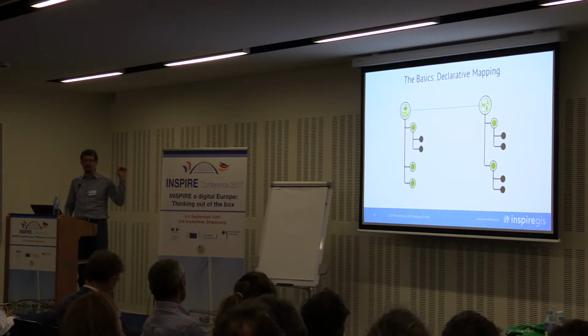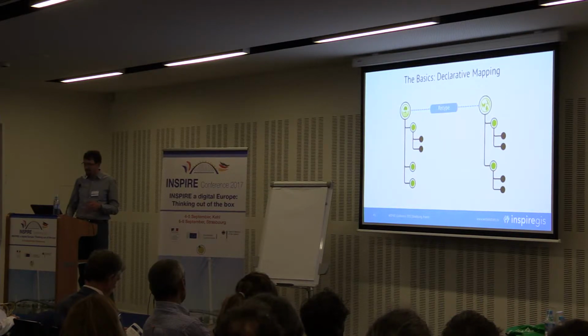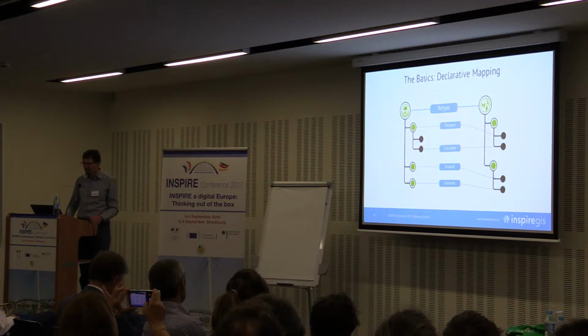So you always reference directly something from your source model to something in your target model. You do that at all levels in as complex a data structure as you want to. So for example, you say, okay, this should be retyped, and then the different properties should be renamed. There should be calculations, geometric functions, and so on.